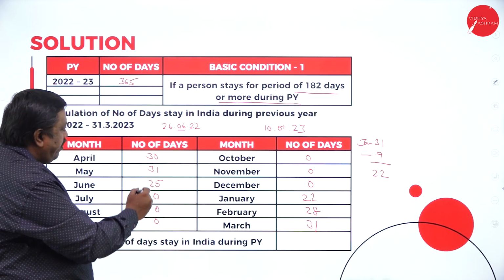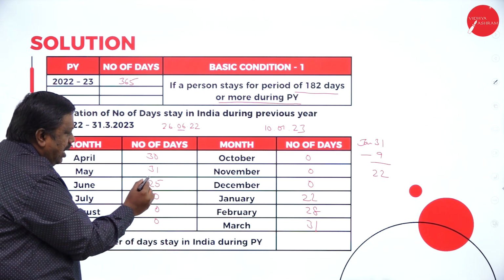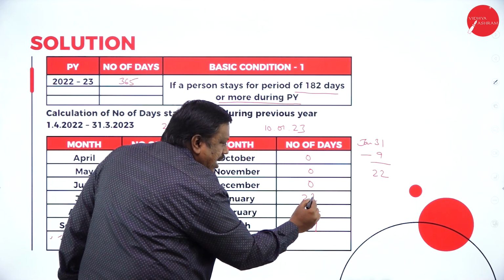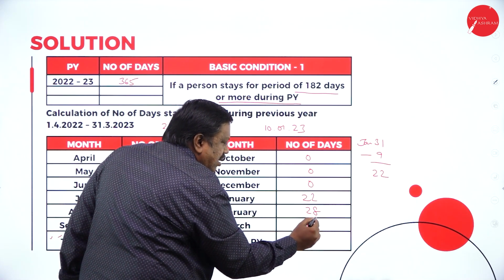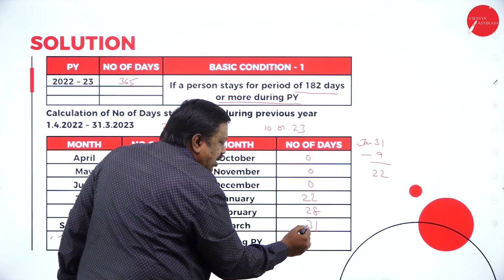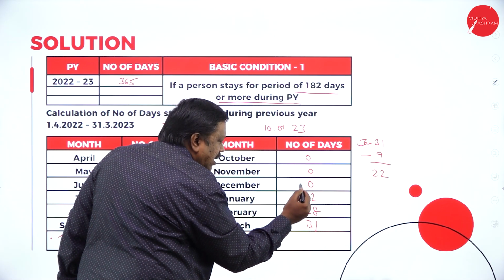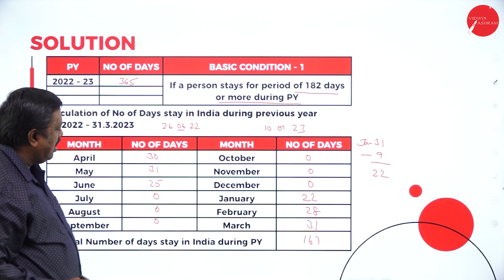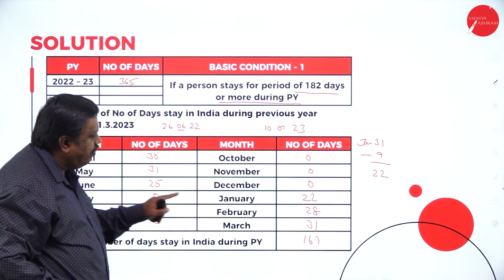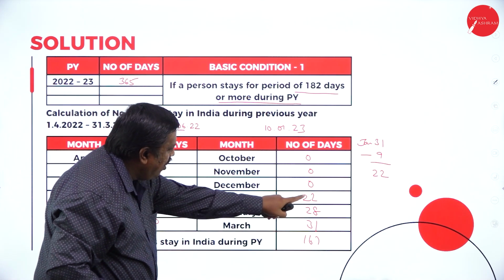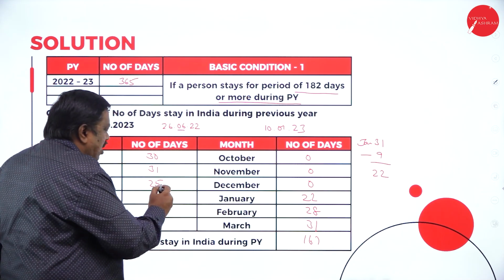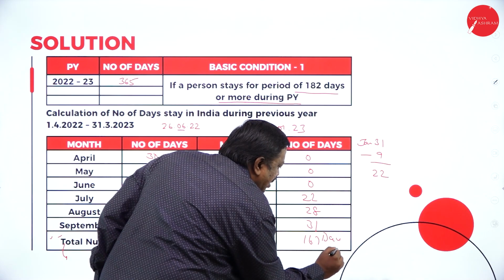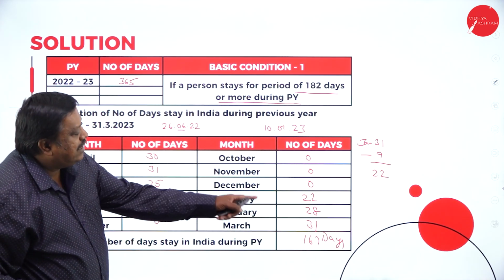Now adding up: 30, 60, 80, 100, 150, 160, 161, 166, 167. So how many days was I in India? 167 days. I was in India during the previous year for 167 days.